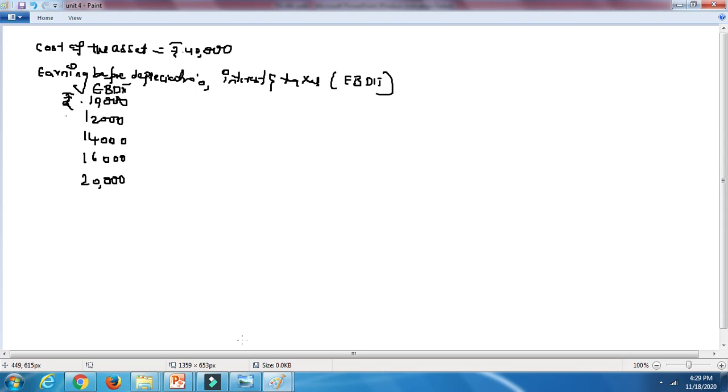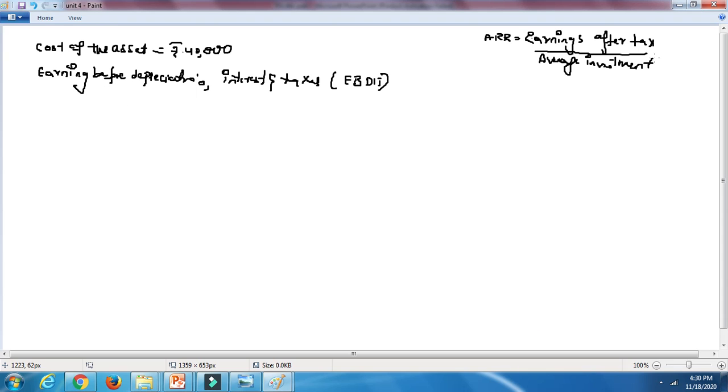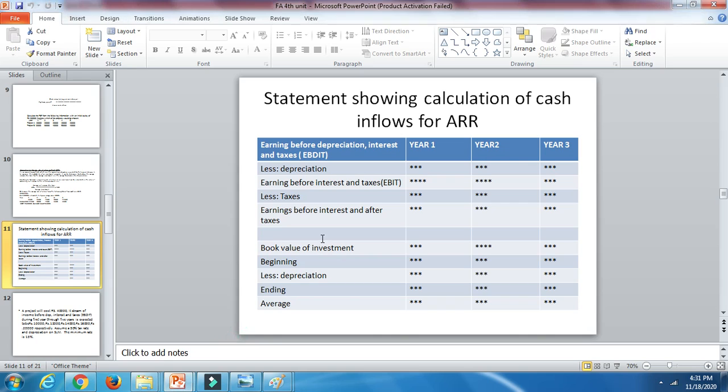So basically the formula, I'll just write down over here. What's the formula for ARR? The formula for ARR is earnings after tax, or average income, divided by average investment. So what has been given in the question? Let's take that first of all. What we are calculating is the numerator. Earnings after tax, let me show you the format that I have drawn over here. He has given this information in the question.